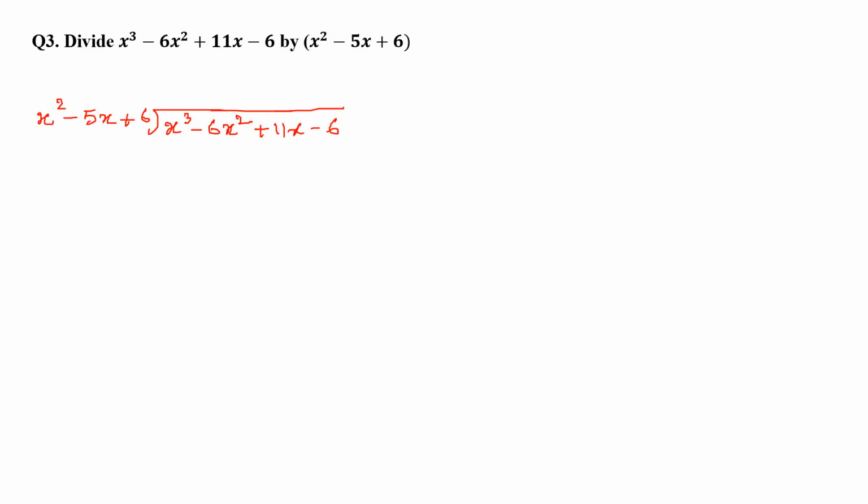So again I have to divide the first term of the dividend by the first term of the divisor. So in x square how much should I multiply to get x cube? So I have to multiply here with x. x square into x will give me x cube. So the first term of the quotient is x. Now multiply all the terms of the divisor with the first term of the quotient. So x square into x will give me x cube. Minus 5x into x will give me minus 5x square. And plus 6 into x will give me 6x.